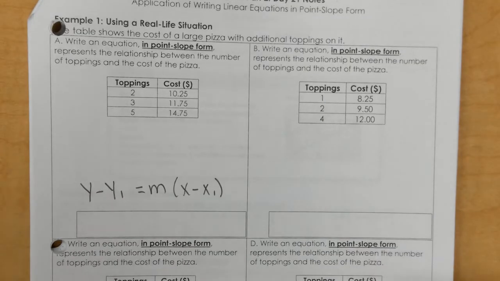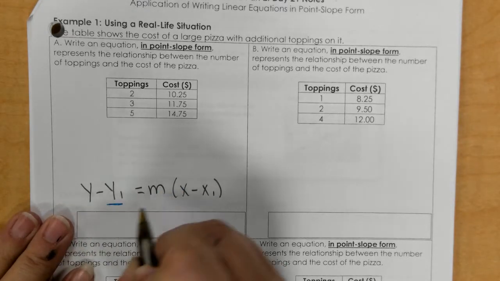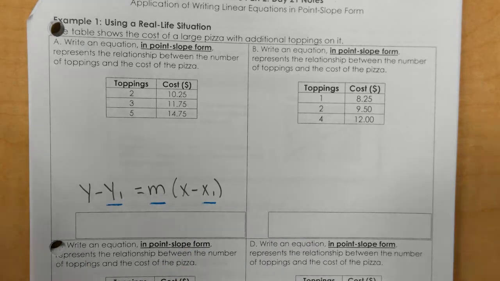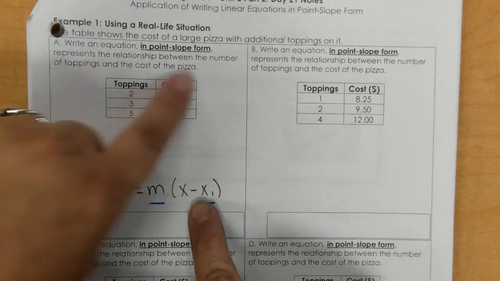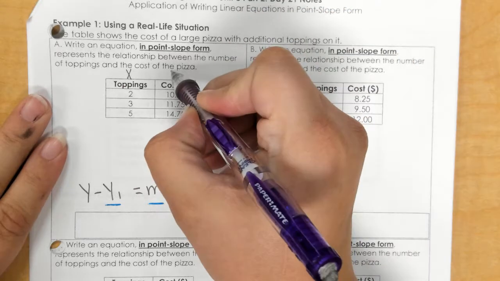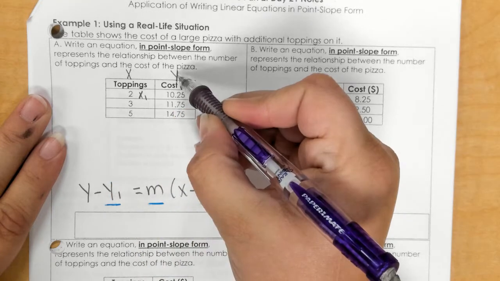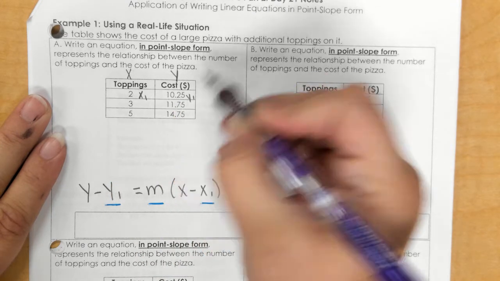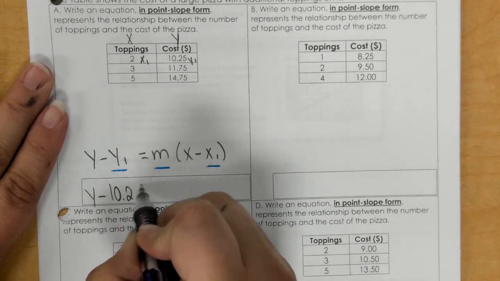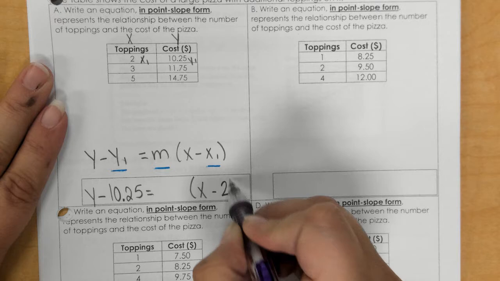And I know that when I plug into point-slope form, I only need y1, m, and x1. And so we currently have these 2 parts here. So if we look at our table of values, x is always this column, the first one, and y is always the second column. So the very first number that we have is x1, and the very first number in this column is y1. So we know this part here, y minus y1 is 10.25. We don't have m, and we know x minus x1 is 2.